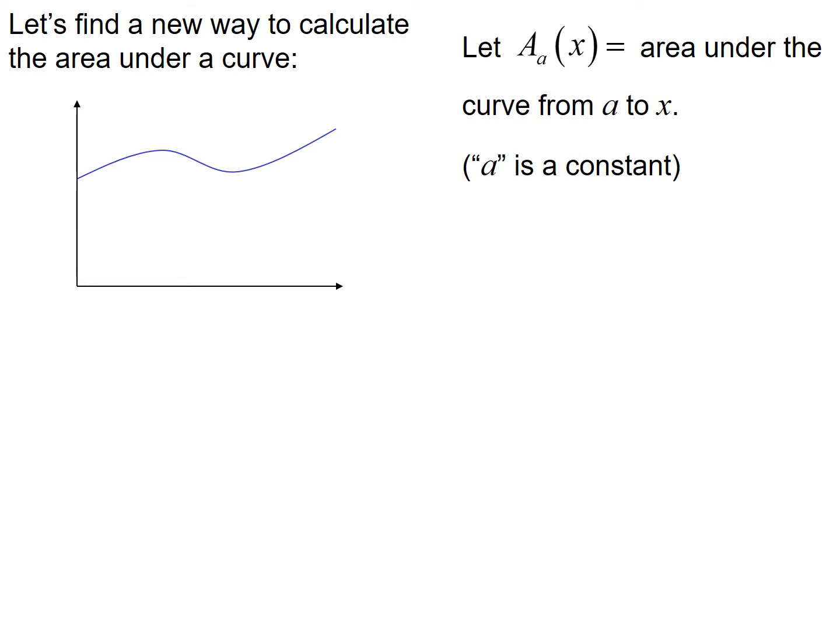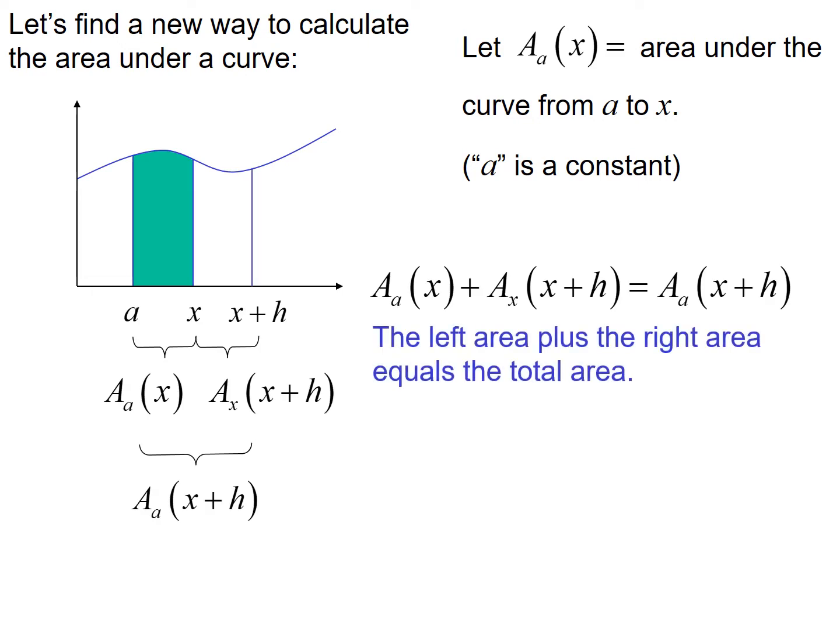We're going to use the notation A sub a of x to denote the area under the curve from a, which is a constant, to x, which could be any number. Okay, so we have the area from a to x. We have that shaded there in blue.